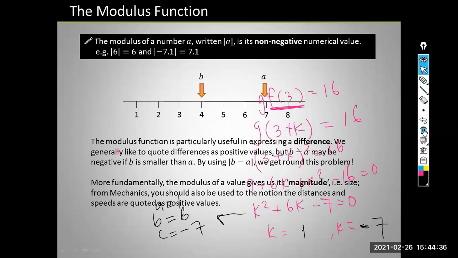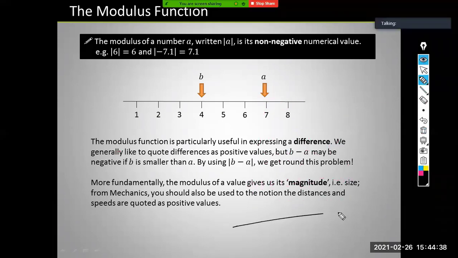Let's say you have negative 7.1 is here, right? So you can consider the modulus sign here as the distance of this number to 0. So the distance from here to here is 7.1. So even if this value is negative, the modulus of this will become positive.